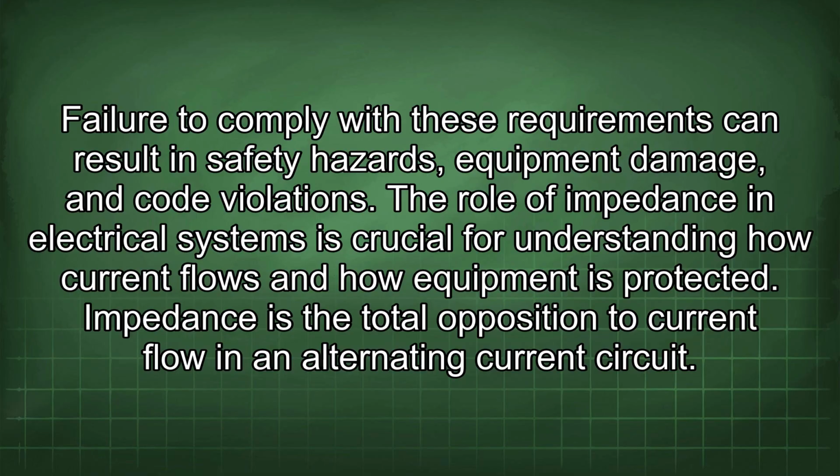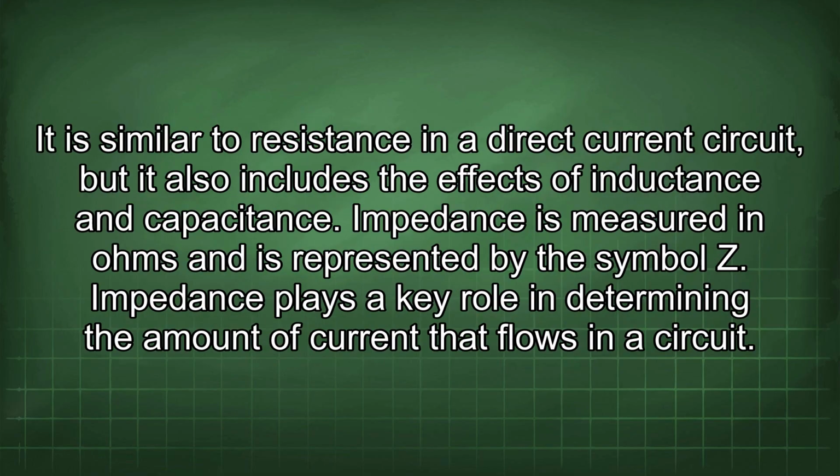The role of impedance in electrical systems is crucial for understanding how current flows and how equipment is protected. Impedance is the total opposition to current flow in an alternating current circuit. It is similar to resistance in a direct current circuit, but it also includes the effects of inductance and capacitance. Impedance is measured in ohms and is represented by the symbol Z.